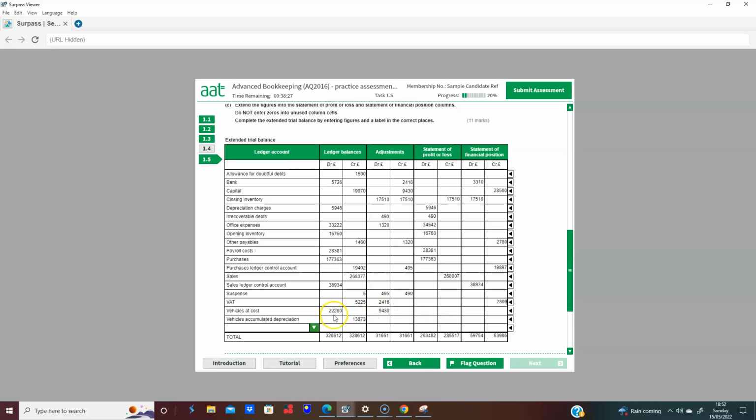Then your vehicles, you have a debit here, so you must be buying some new vehicles. You have your trial balance ending 2280, but then you have some adjustments of 9,430, 31,710. And here's your accumulated depreciation sitting next to it, 13,873.